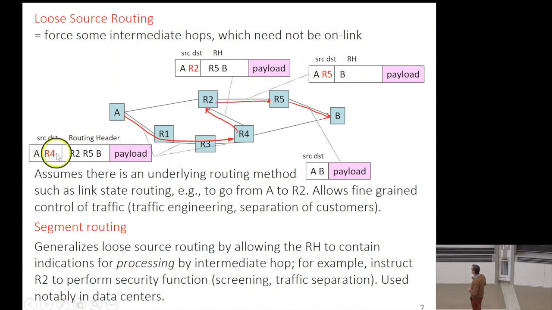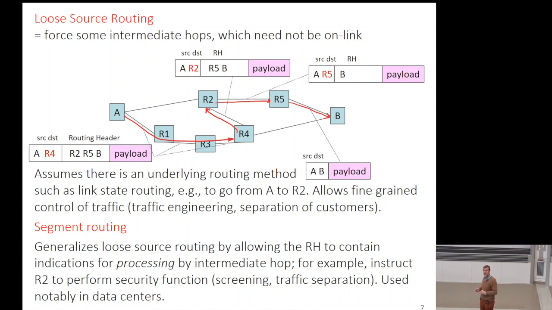In this source routing header, the first element takes the role of the destination address. And here a benefit is that only R4, R2, and R5, the routers that are involved in this loose source routing decision, need to do something about the packet. Routers such as R1 and R3 don't do anything specific. They send the packet towards R4, so they do not have to process the packet header.